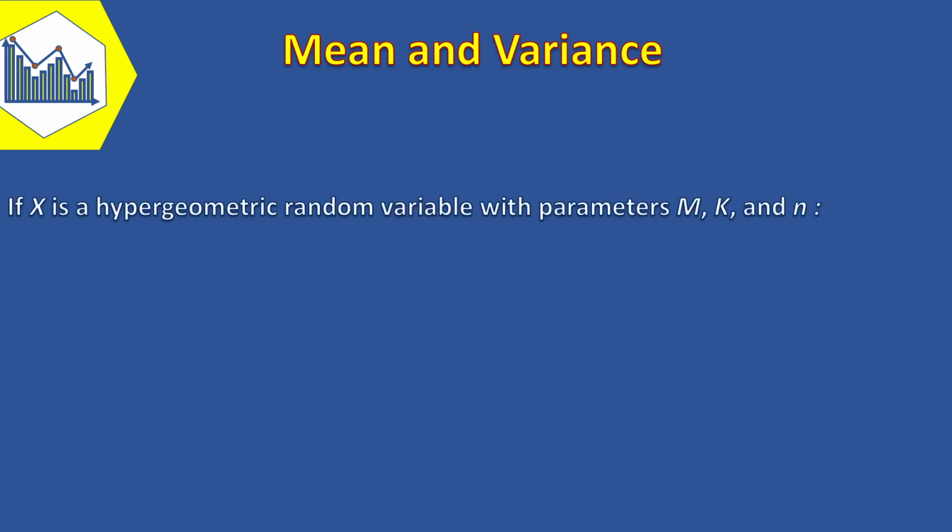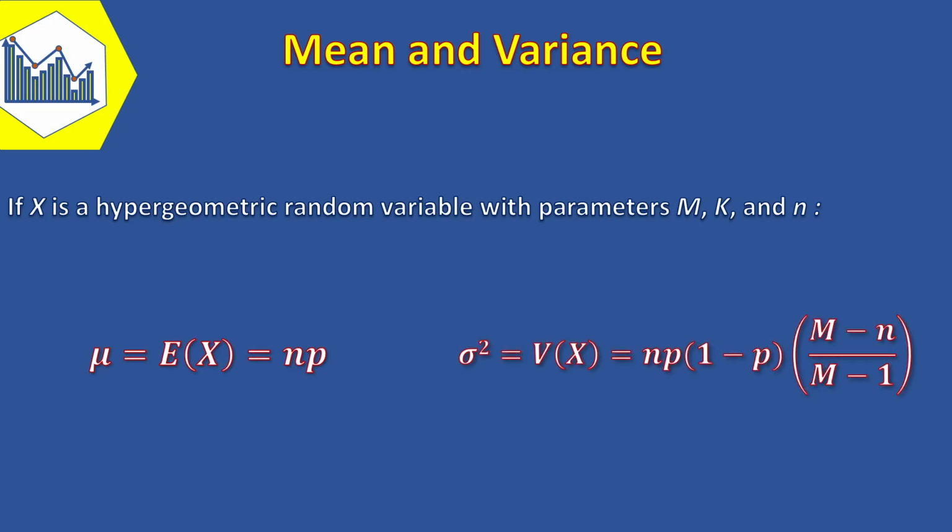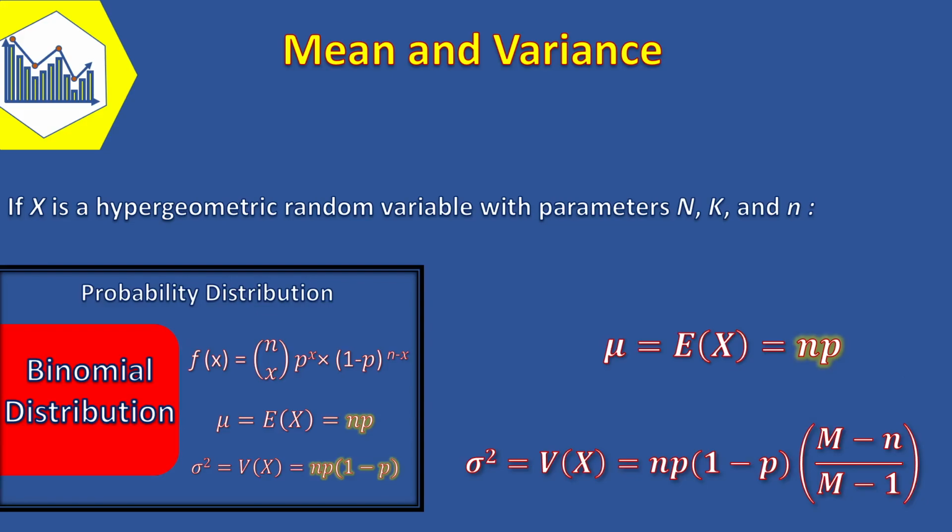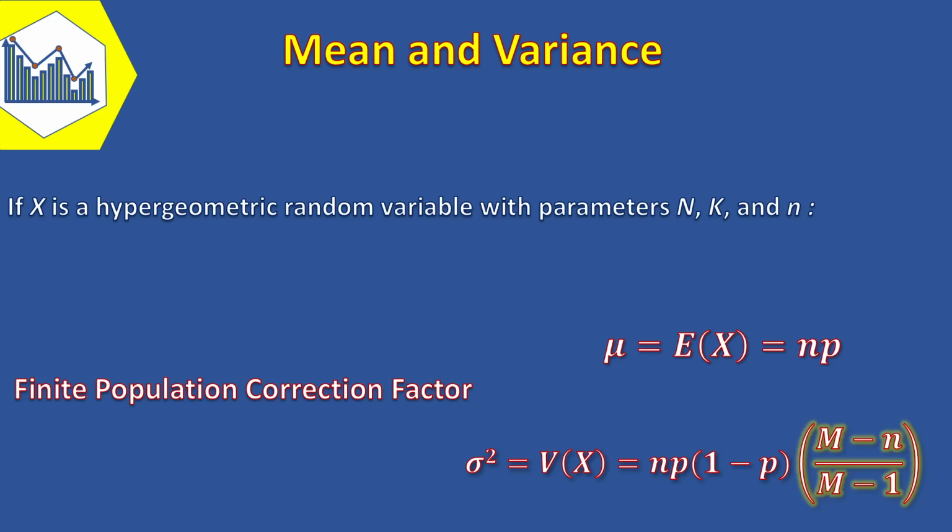If x is a hypergeometric random variable with parameters m, k, and n, then the expected value of x is equal to n times p, and its variance is n times p times 1 minus p times m minus n over m minus 1, where p equals k over m. You can clearly see that for a hypergeometric distribution, the expected value of x is similar to the mean of a binomial distribution, but the variance differs from the result of a binomial distribution by this term, which is called the finite population correction factor.